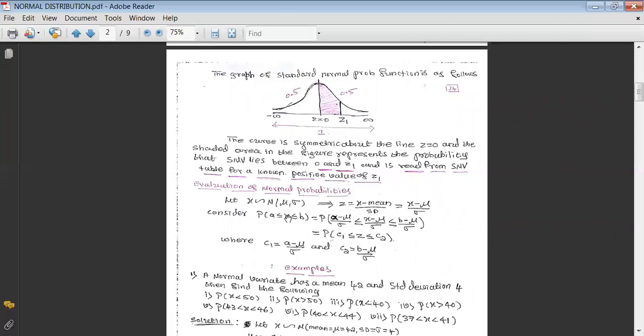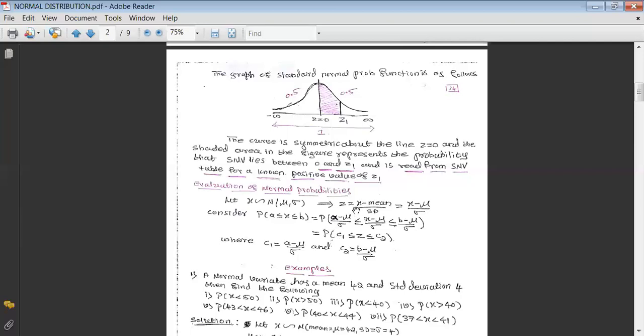In order to convert this normal to standard normal, subtract the mean throughout and divide by the standard deviation. If I subtract the mean mu throughout, it gives A minus mu is less than or equal to x minus mu is less than or equal to B minus mu. And if we divide by the standard deviation sigma throughout, once the values of A, mu and sigma are known, this is one constant. Let us call it C1.